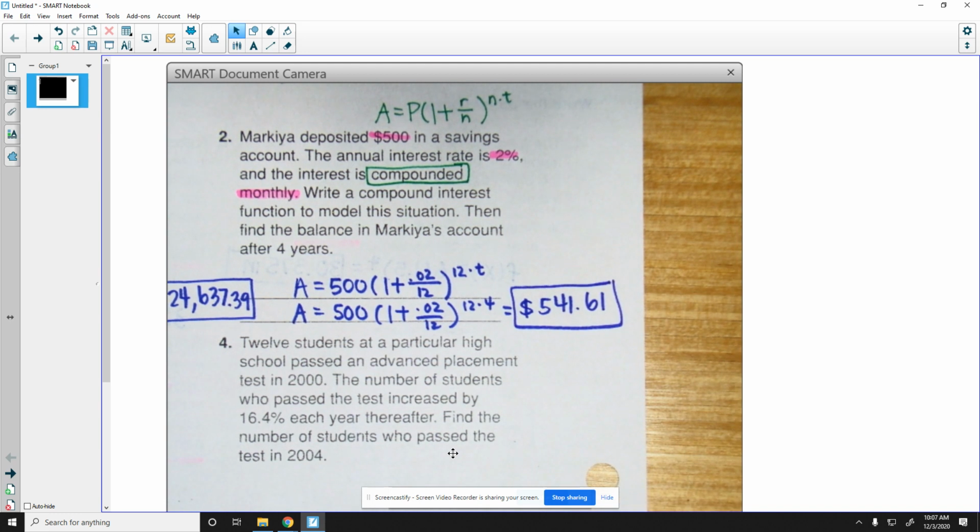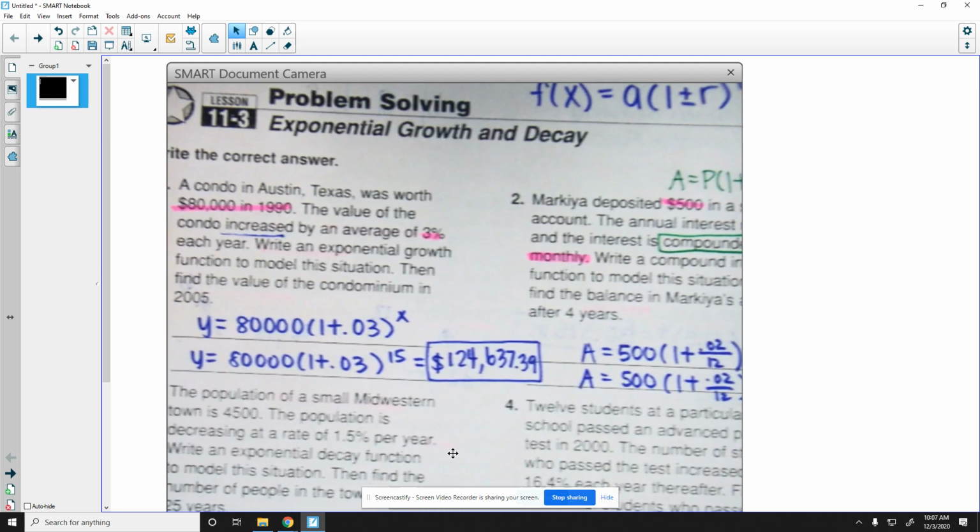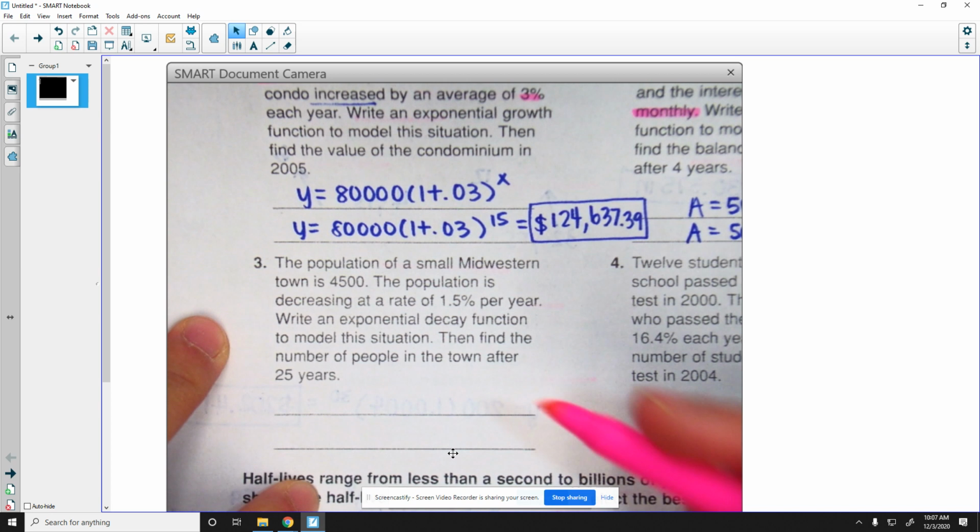Okay. All right. Reed has been dying to do number 3. He can't handle himself. Okay. So Reed, this one's all you, kid.